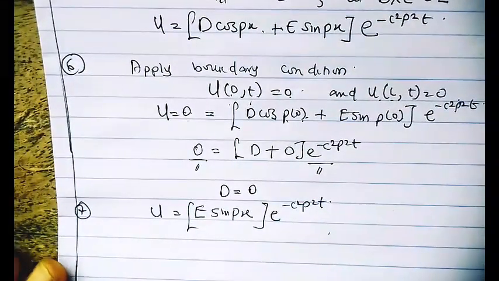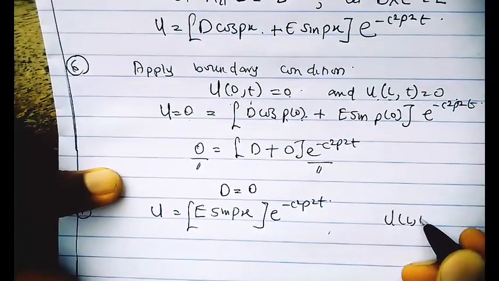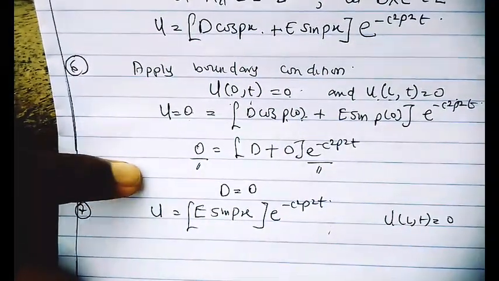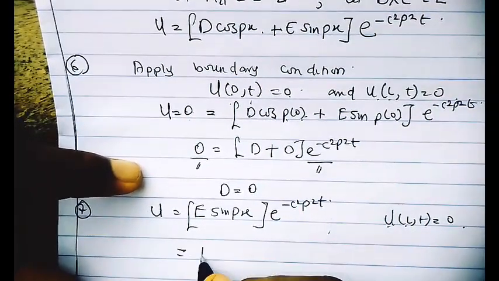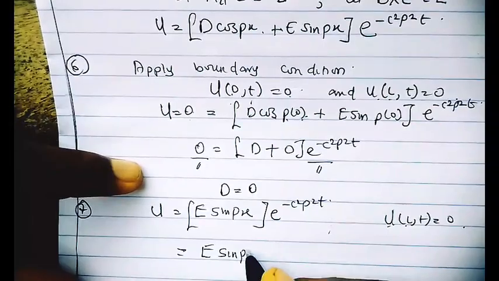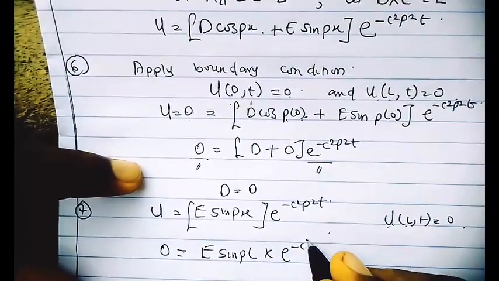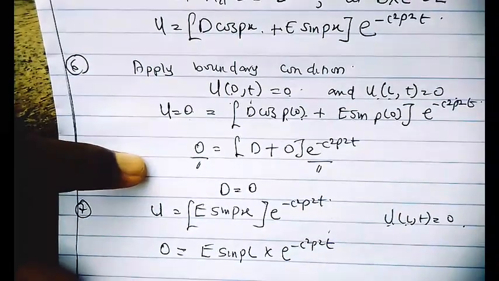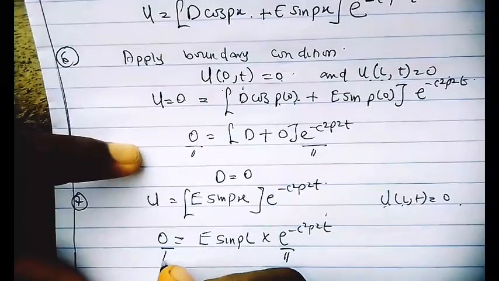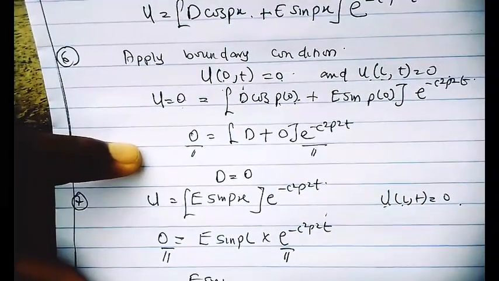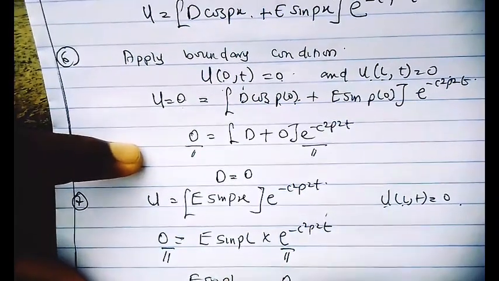Now we apply the second boundary condition, which says u(l,t) is also equal to 0. Meaning that when x is equal to l, u is equal to 0. So I insert l here. So this is e sine pl, remember u is equal to 0, times exponential minus c squared p squared t. The same thing applies here too: I divide both sides by this. So this is e sine pl equals 0.